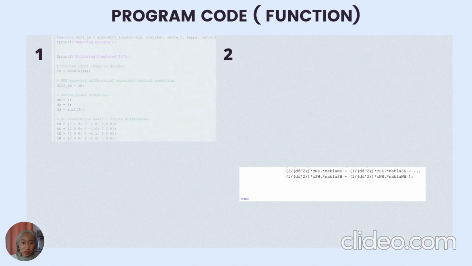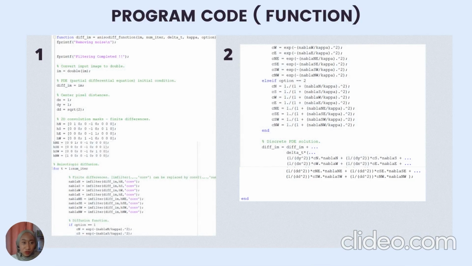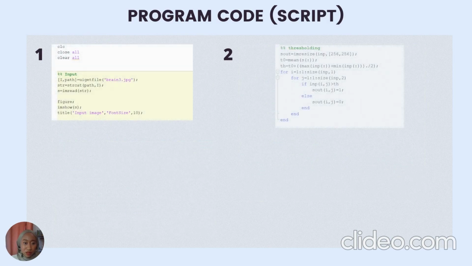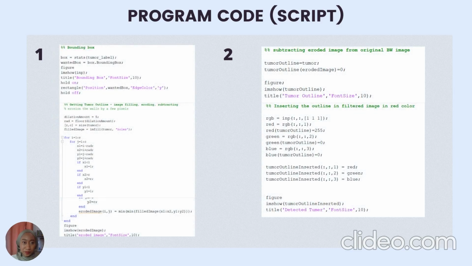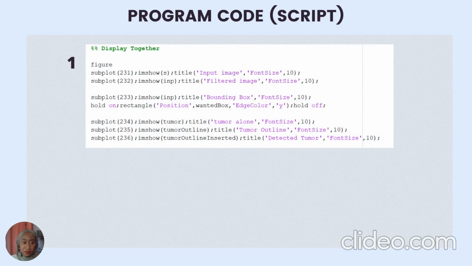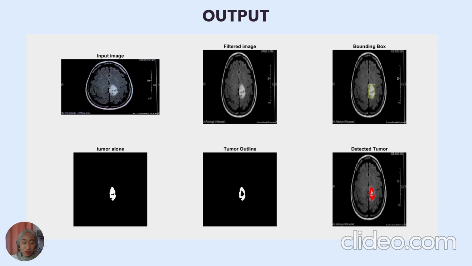So this is the example of our source code. This is the program code for the function. This one is the program code for the script. So here is the output. My part will explain the original image, the input image, the filter image, and the bounding box.